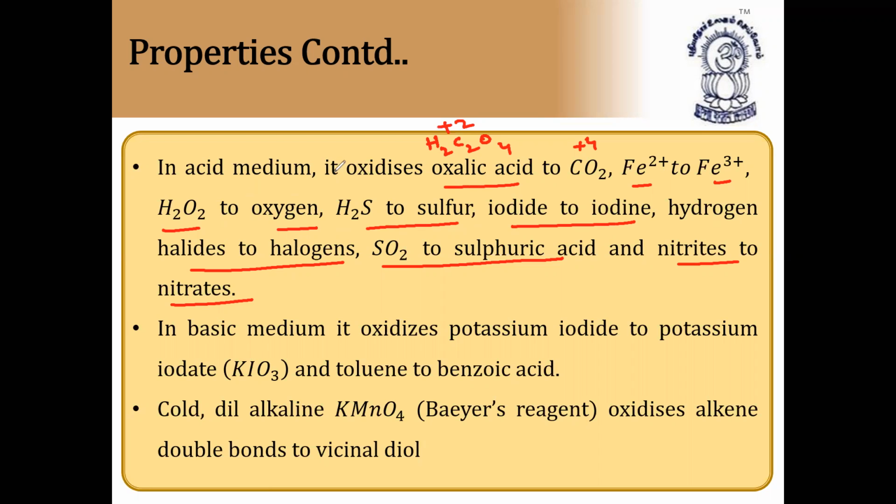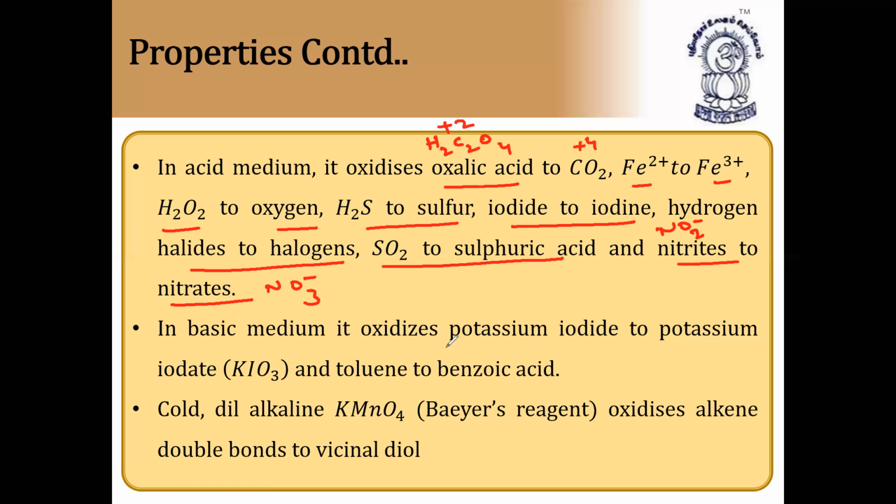So in acidic medium, potassium permanganate is a strong oxidizing agent. It oxidizes oxalic acid to carbon dioxide, ferrous ions to ferric ions, hydrogen peroxide to oxygen, hydrogen sulfide to sulfur, iodides to iodine, hydrogen halides to halogens, sulfur dioxide to sulfuric acid, and nitrites. Nitrite formula is NO2 minus. So it is changed to nitrate, that is NO3 minus.